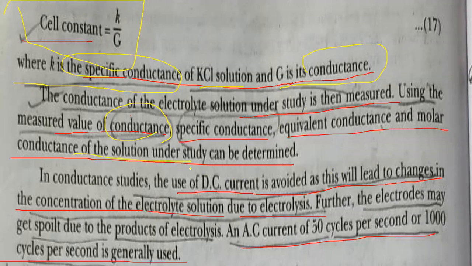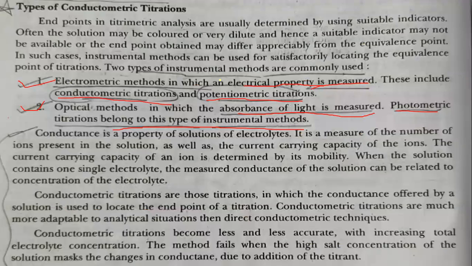In conductance studies, the use of direct current is avoided as this will lead to a change in the concentration of the electrolytic solution due to electrolysis. Further, the electrode may get spoiled due to the products of electrolysis. An AC current of about 50 cycles per second or 1000 cycles per second is generally used in this experiment.